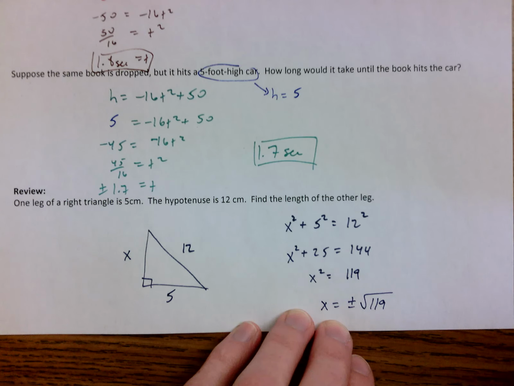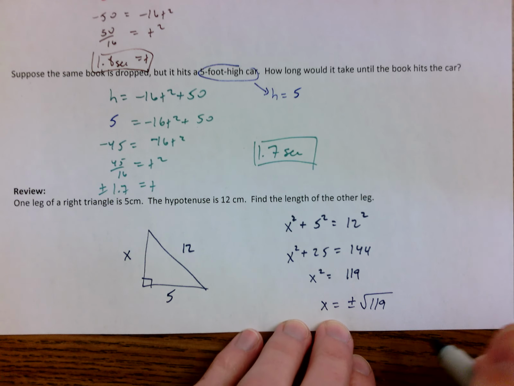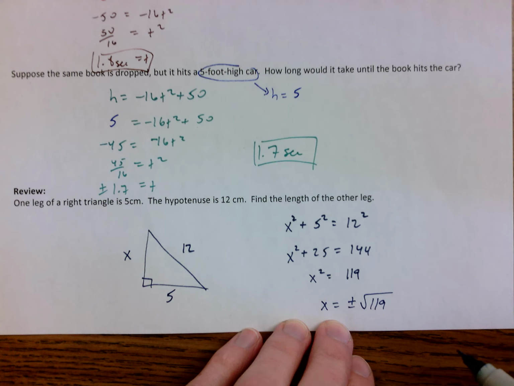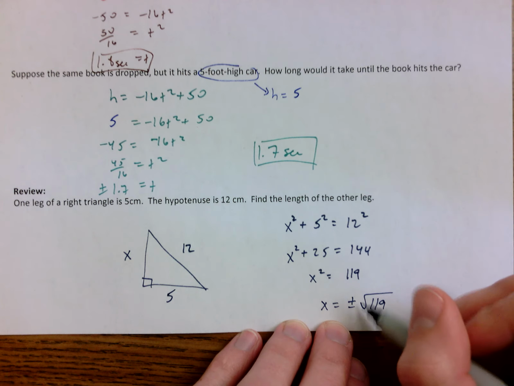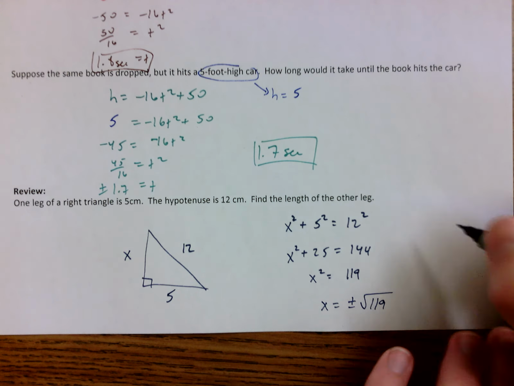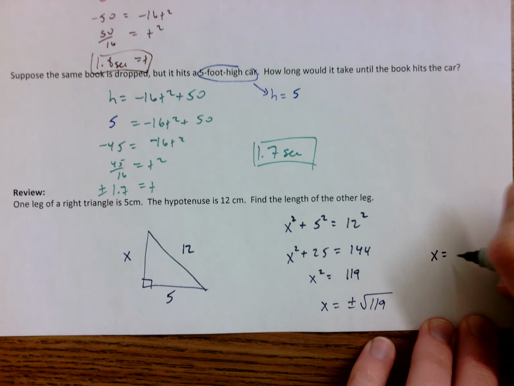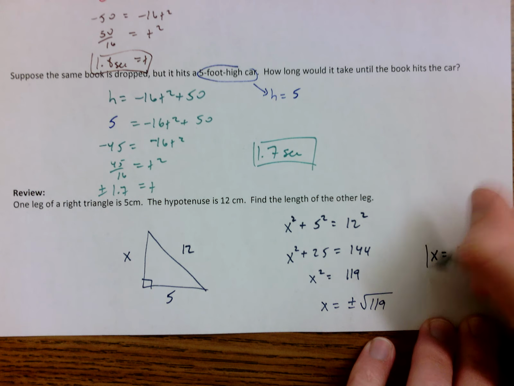All right, so then if you can simplify square root of 119, do so. 119, I believe, is prime, so that's not going to break down anymore. And again, in this one, we're going to disregard that negative answer as a nonsense answer and just say that our last leg would be the square root of 119.